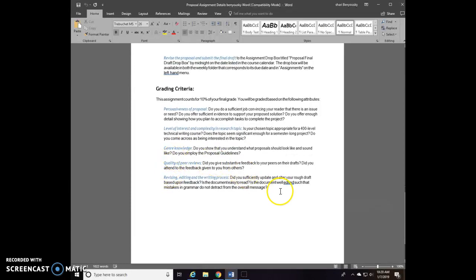Genre knowledge. Genre is type. That's basically, does it look like a proposal? Does it follow my guidelines?